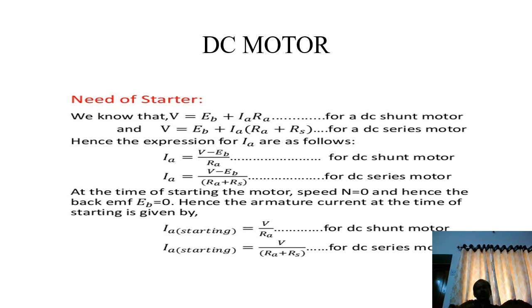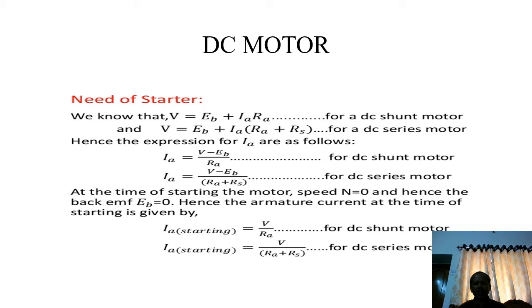So, for the DC motor, the requirement and need of a starter. We know that there are equations we have to observe here. Actually, the back EMF induced in the DC shunt motor, Eb is equal to V minus Ia Ra, which is equivalent to V is equal to Eb plus Ia Ra for a DC shunt motor. V is equal to Eb plus Ia (Ra plus Rs) for a DC series motor.